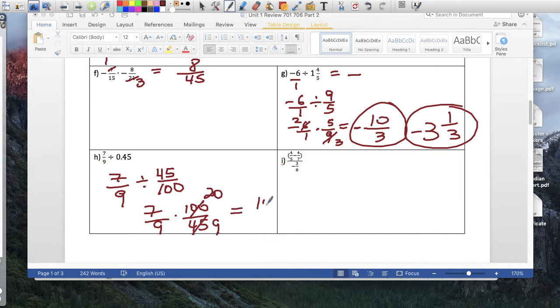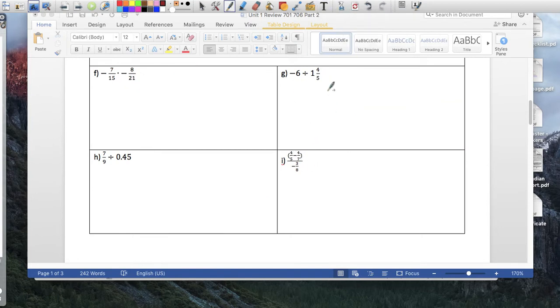7 times 20 is 140. 9 times 9 is 81. 81 goes into 140 one time. 40, 60, 59 left over 81. One of the two is fine. So this one, I'm going to do my subtraction first. Let me just write this again. 4/5 minus 4/7, all that divided by negative 3/8, right?